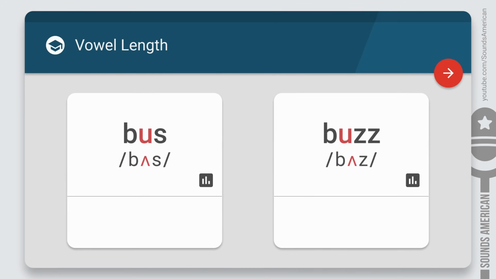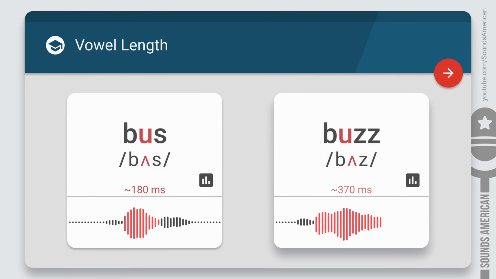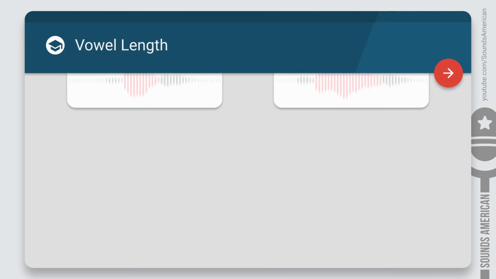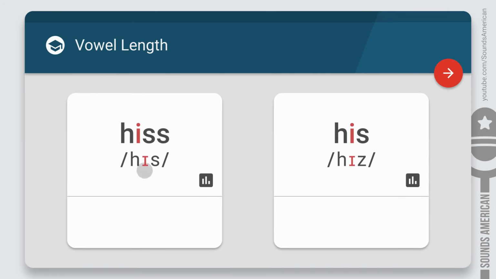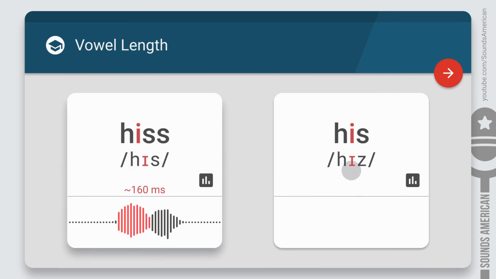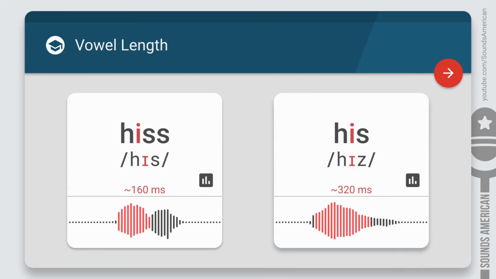Here's another example. Bus, buzz. Note that the vowel sounds are the same in both words. However, the vowel sound in the word on the left is shorter than the vowel sound in the word on the right. How about another example? Hiss, his. This is called the vowel length rule.